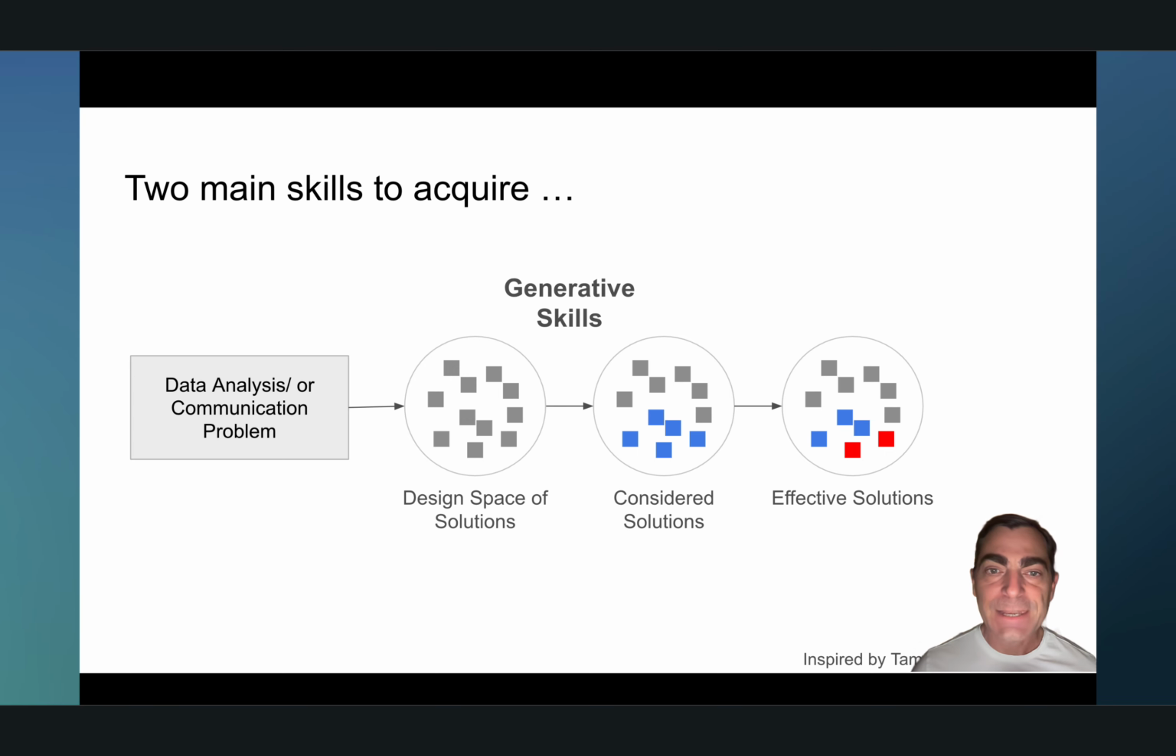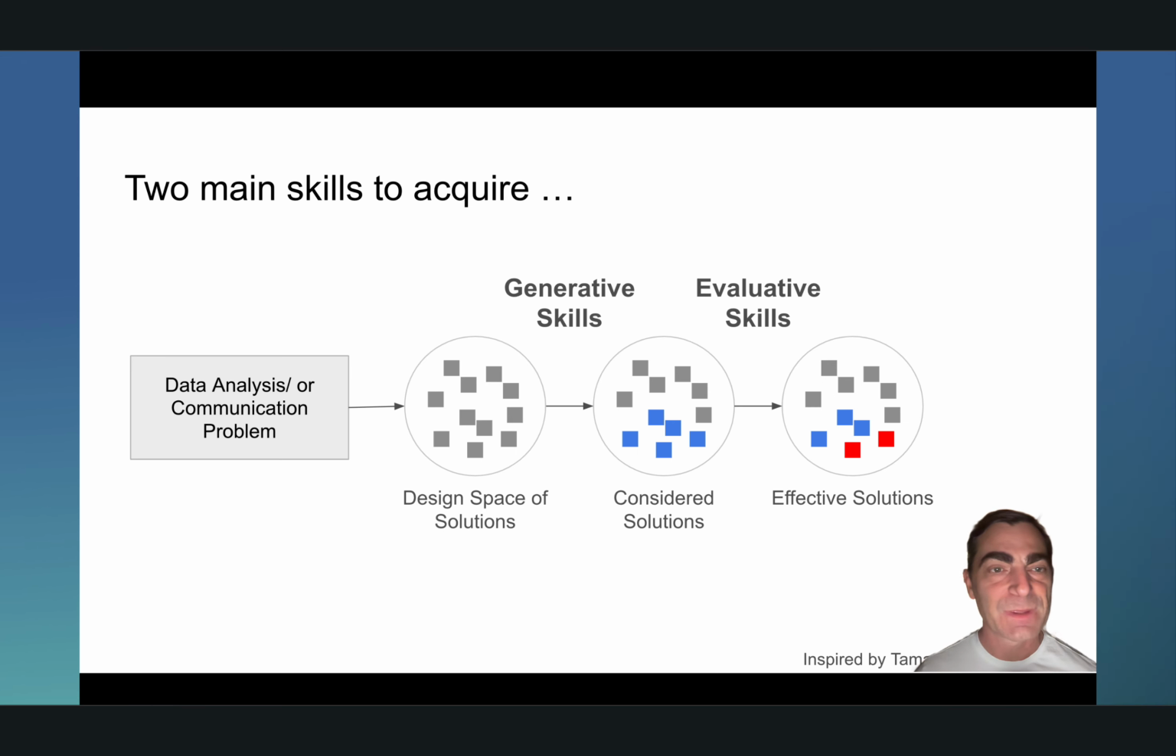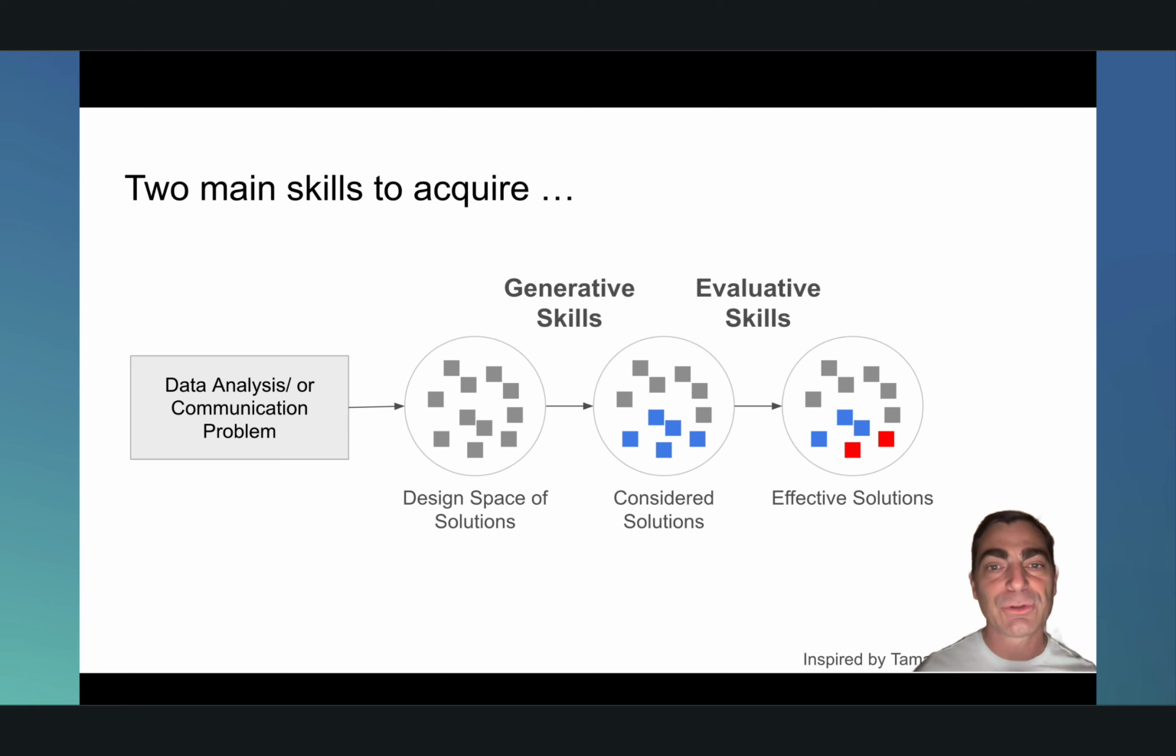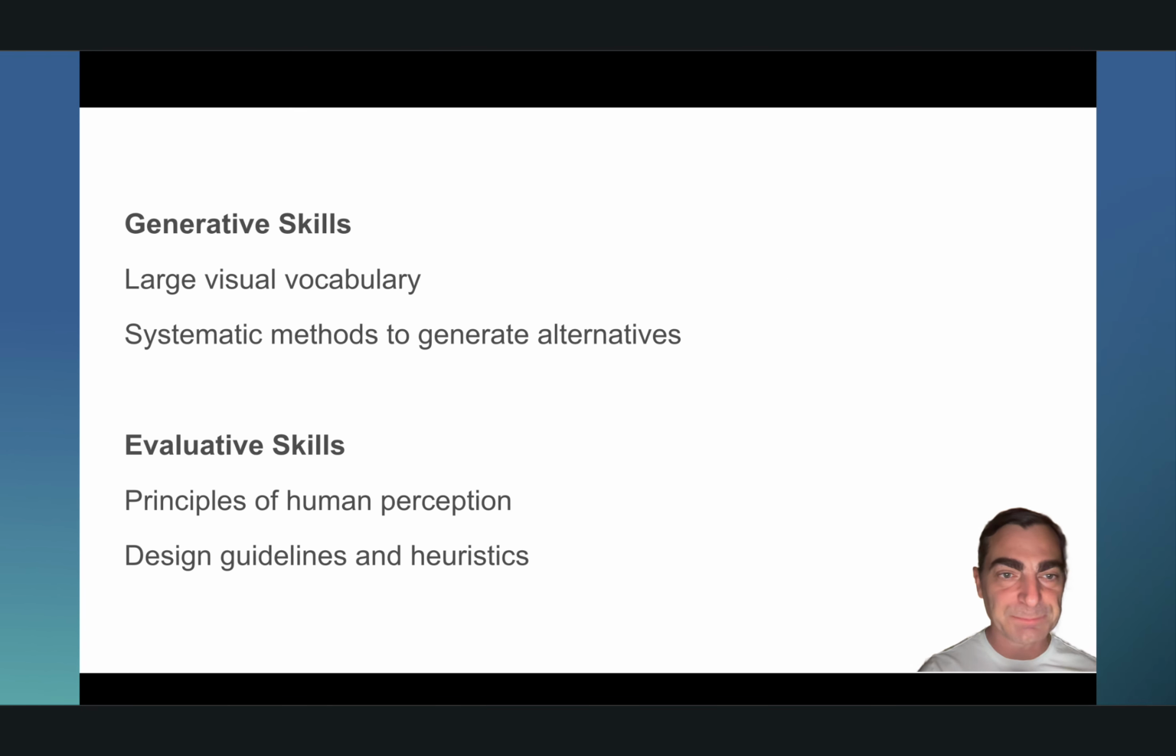Now the second skill that you have to develop is evaluative skills. Out of those that you've been able to think about, you will have to decide which ones are effective. So what I really like to tell students is that they have to develop these two main skills: being able to generate a lot of solutions and then being able to evaluate them. How do we do that?